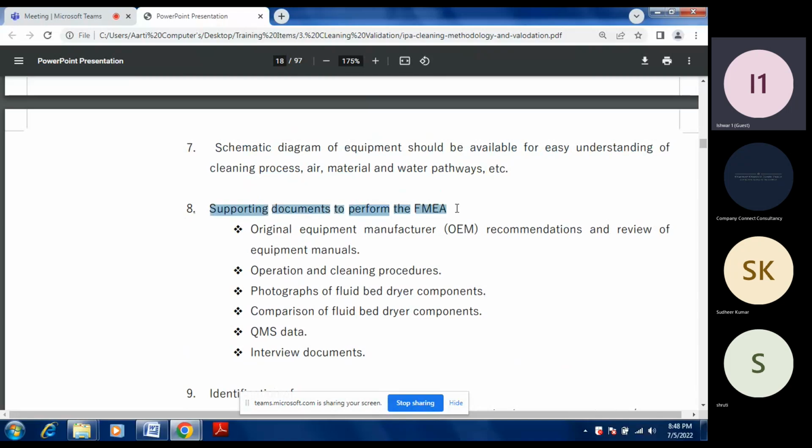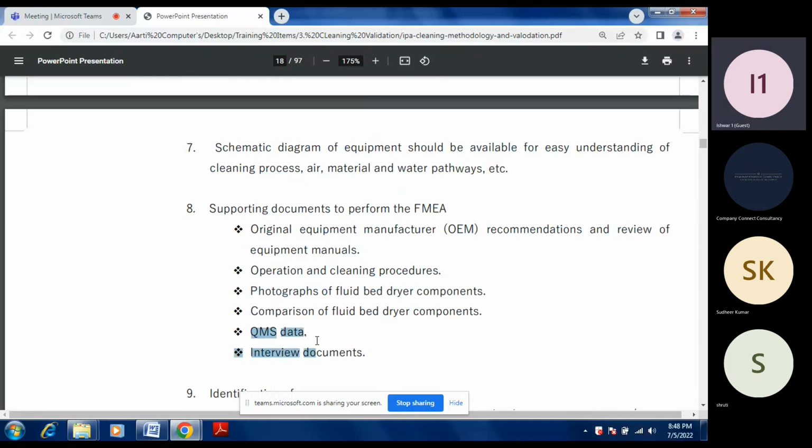Supporting documents to perform the failure mode effects analysis are the original equipment manufacturer recommendations and a review of the equipment manuals. We should have the manuals of that equipment during the investigation. The SOPs for operation of that equipment and the cleaning procedure should be available for the risk assessment, along with photographs of the equipment and its components.